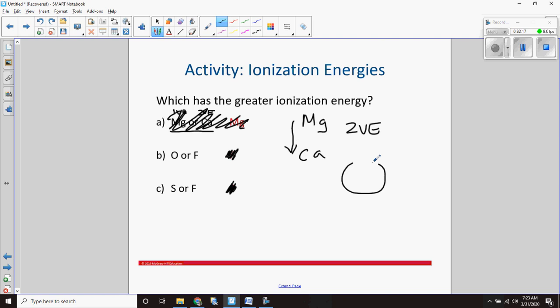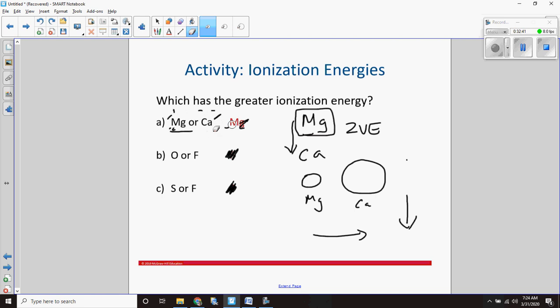What happens as you go down the periodic table? Calcium is a huge atom compared to magnesium. So as the size of the atom increases, the ionization energy drops. So we would expect it to cost more energy to remove an electron from magnesium than it would from calcium. Hopefully that makes sense. And there, I erased my answer. So now let me clear this up and look at the next one.